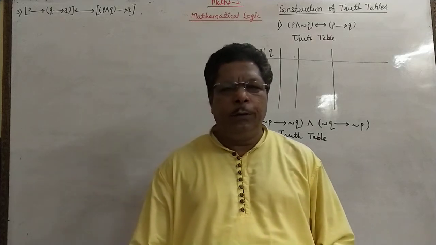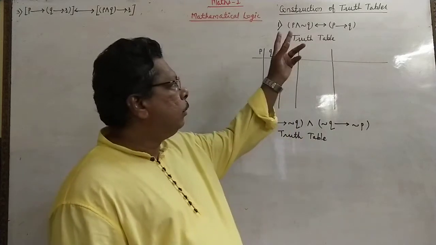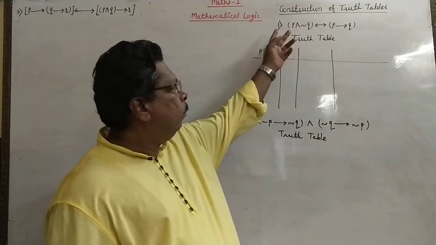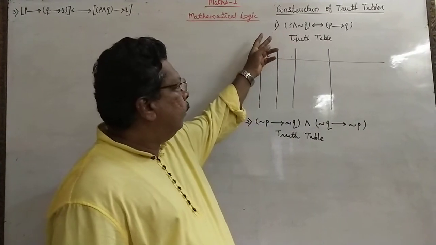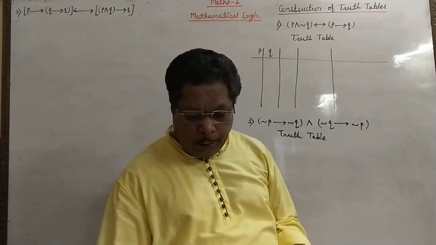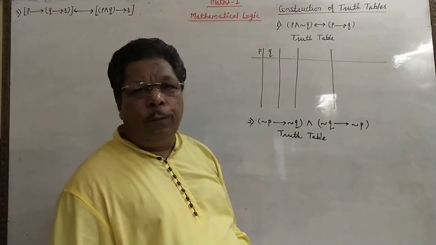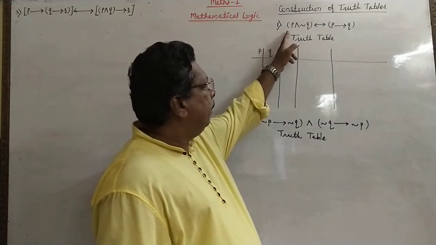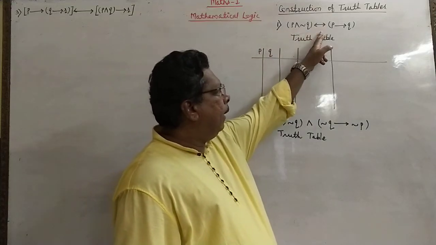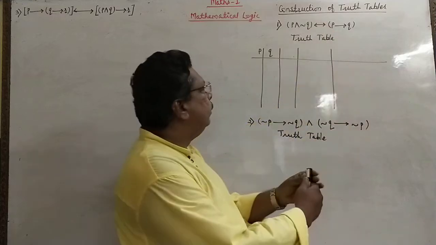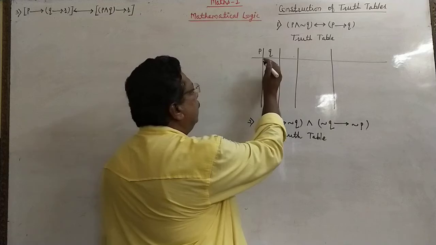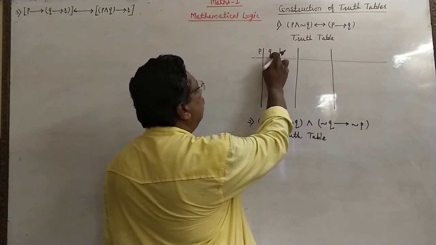Hello students, today we will see the construction of truth tables. See page number 13, exercise 1.2. Question number one is: construct the truth tables of the following statements. First one is (P and negation Q) biconditional (P conditional Q). Prepare the truth table. Prepare the columns P, Q.